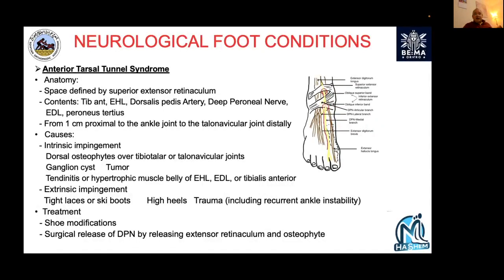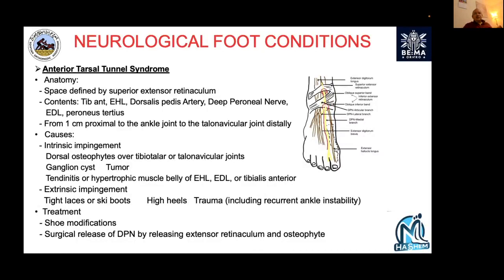And again, the anterior tarsal tunnel is a space under the superior extensor retinaculum. As we all agree, behind will be the distal tibia, and the cover will be the superior extensor retinaculum. What moves in is tibialis anterior, then EHL, then nerve, artery, vein, then artery, nerve, vein, then the EDL, then the peroneus tertius. It's about 1 centimeter proximal to your ankle.